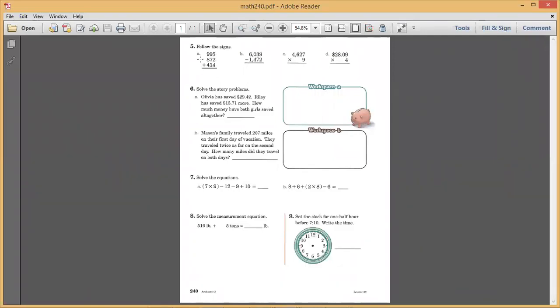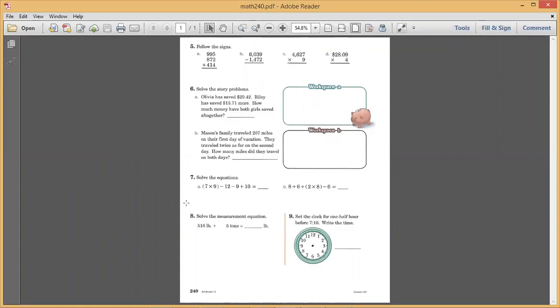For number 5, you just have to follow the signs. You have addition, subtraction, multiplication, and multiplication. So number 6, you have to read each story problem. You have 2 story problems here. And we do the usual. You determine the question or the information given, solve the problem in the workspace, write your answer, including label. Now, the label is very important. And you have to show me your work here in the workspace provided.